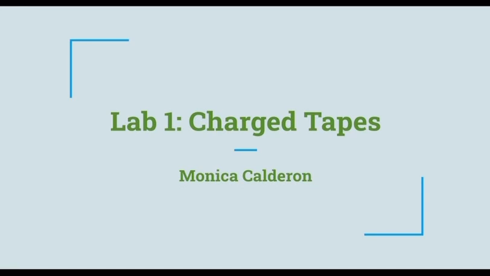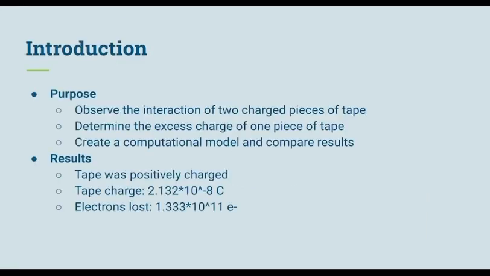For this lab, we observed the interaction between two charged pieces of tape and determined the excess charge of one individual tape. A computational model was then created and the results were compared to the lab experiment. In the end, we found that the tapes were positively charged and the magnitude of the charge of one piece of tape is 2.132 × 10^-8 coulombs. Furthermore, the number of electrons lost due to excess charge was found to be 1.3 × 10^11 electrons.